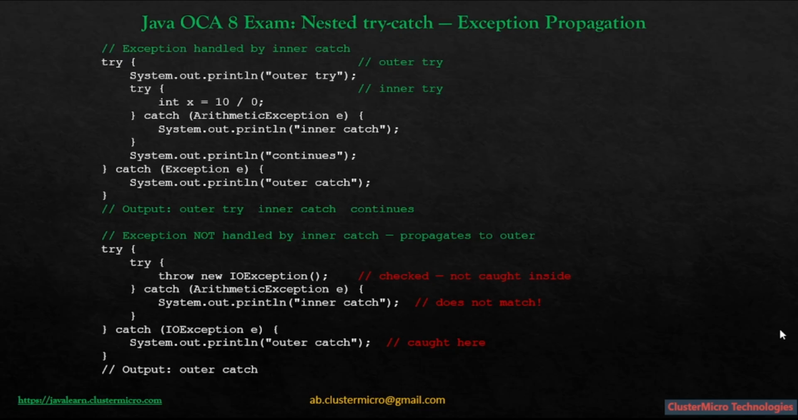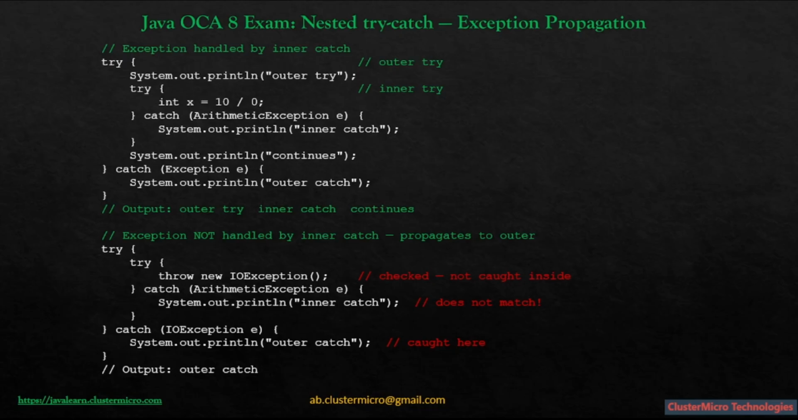Now let's move through the code here. In the first block, the exception is handled by the inner catch. We have try, then System.out.println, then try again, int x = 10 / 0, then catch ArithmeticException e and System.out.println. Then again System.out.println and catch Exception e. So this is the first block. Here execution enters, the outer try is printed, then we enter the inner try, and 10 divided by 0 throws ArithmeticException. Java immediately looks for a matching catch block in the innermost enclosing try.